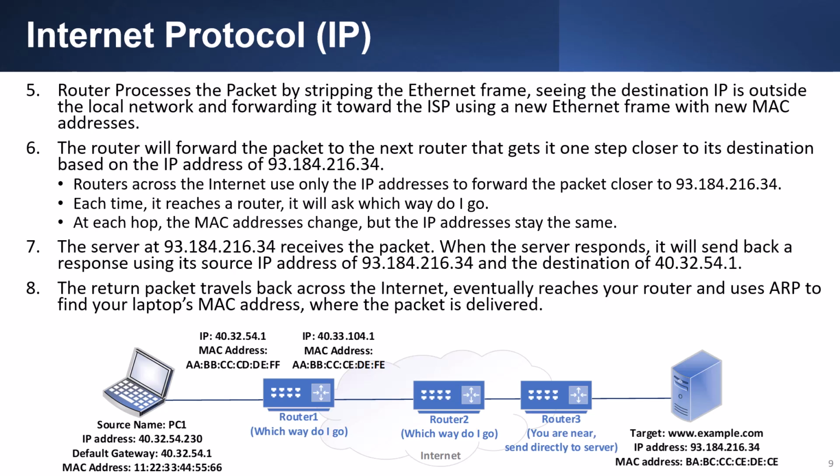Each time it reaches a router, it will ask, which way do I go? At each hop, the MAC address changes, but the IP addresses stay the same. Step 7. The server at 93.184.216.34 receives the packet. When the server responds, it will send back a response using its source IP address of 93.184.216.34 and the destination of 40.32.54.230. Step 8. The returned packets travel back across the internet, eventually reach your router, and it uses ARP to find your laptop's MAC address where the packet is delivered.